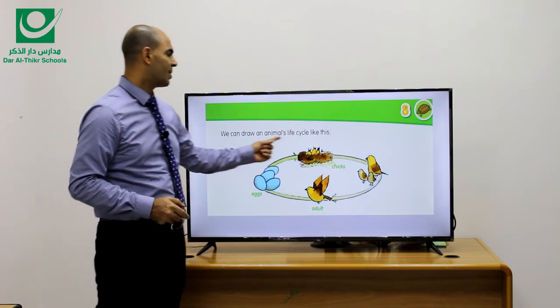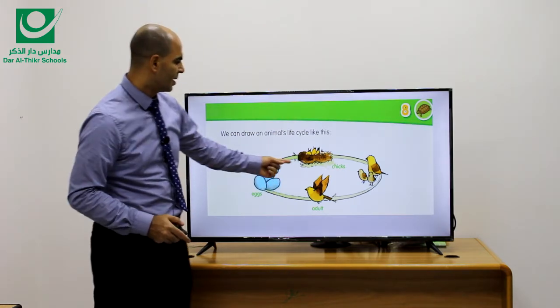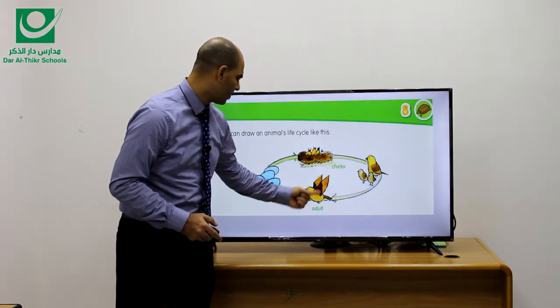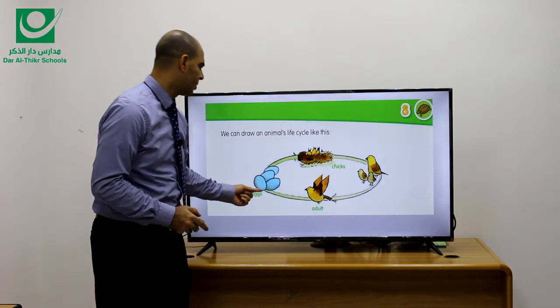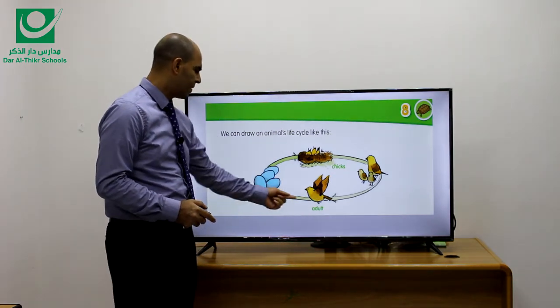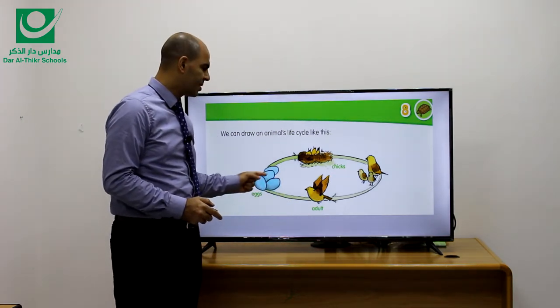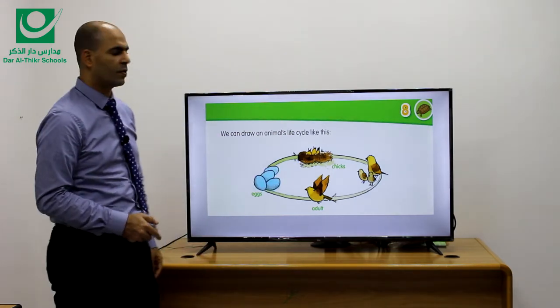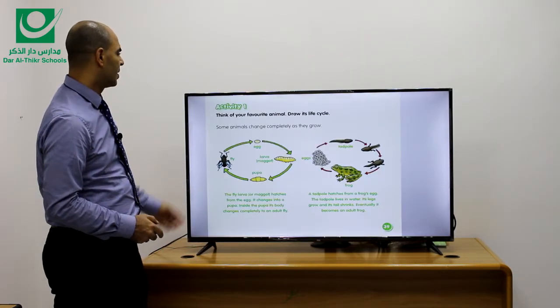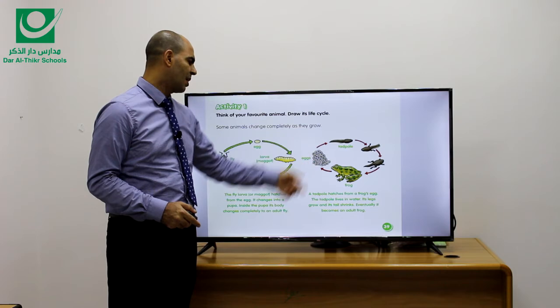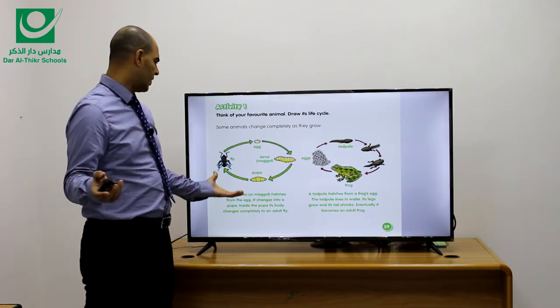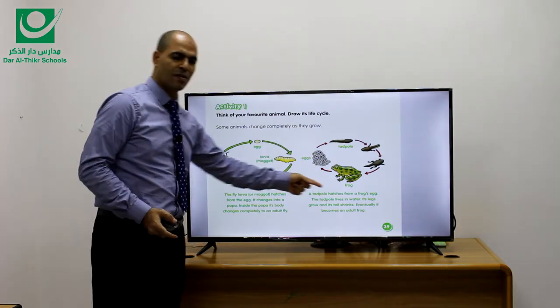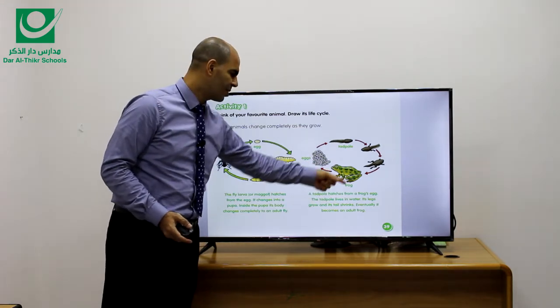We can draw an animal's life cycle like this. The chick becomes an adult. The adult gives eggs. The eggs become chicks, and so on and so forth. Think of your favorite animal, draw its life cycle. Which is your favorite animal? Is it the fly or the frog? Okay, let's talk about the frog.